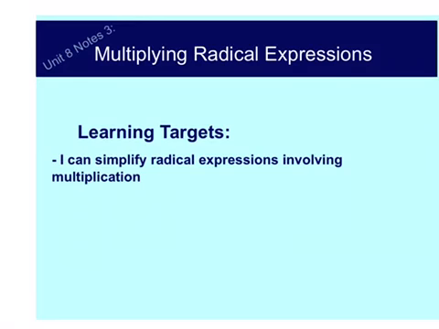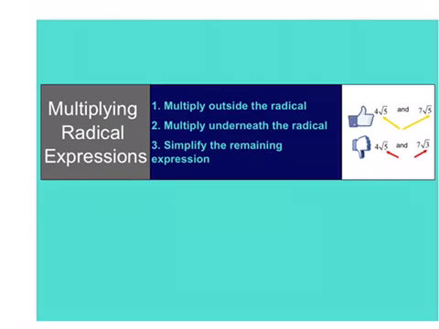Today we're going to multiply radical expressions. Yesterday we went through and we added and subtracted. We're going to follow something a little bit similar to that, but we're going to multiply this time. So multiplying radical expressions, here are our rules. Step 1, we multiply the outsides of the radical. Step 2, we multiply underneath the radical. And then step 3, we simplify the remaining expression just like we did on day 1 and yesterday.